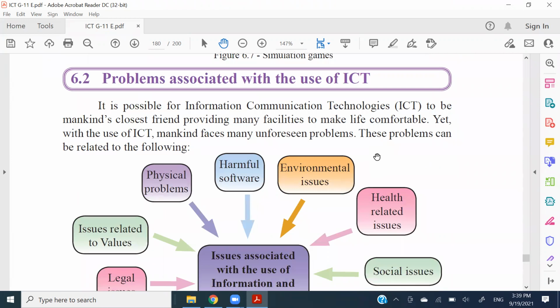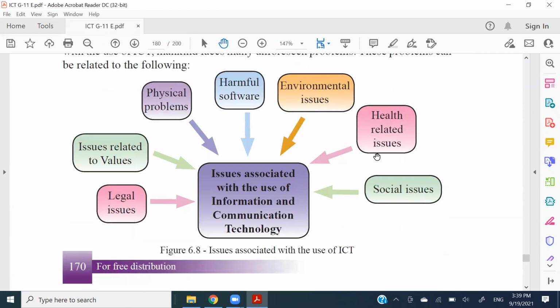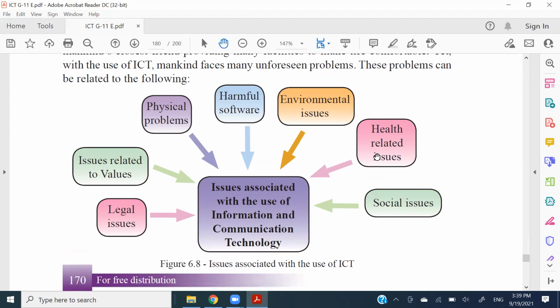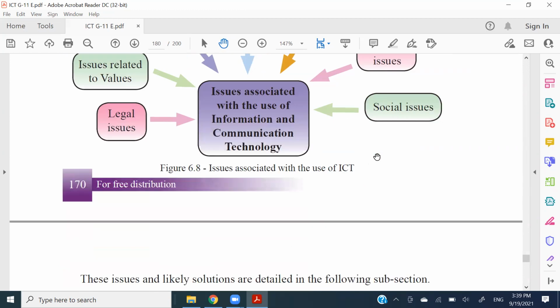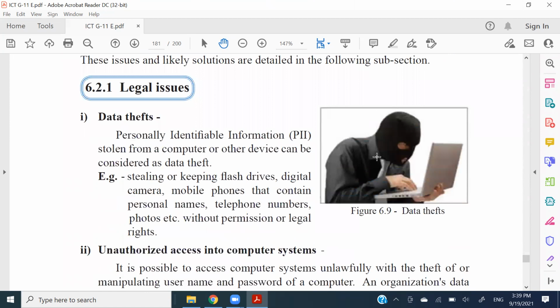So now I'm coming to the problems associated with the use of ICT. Like there are many problems, like the benefits, right? So there are different kinds of problems, like legal issues, value issues, like how our policies are going to make, and the physical problems, harmful software, environmental issues, health related issues, and social issues, right? So we are going to go through these one by one. So first they are talking about the legal issues.